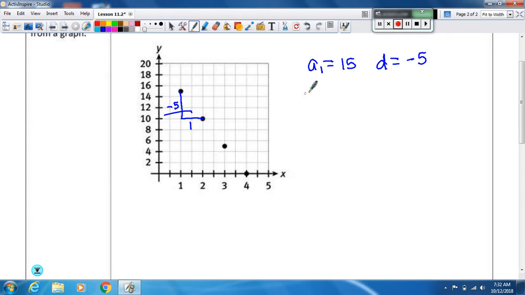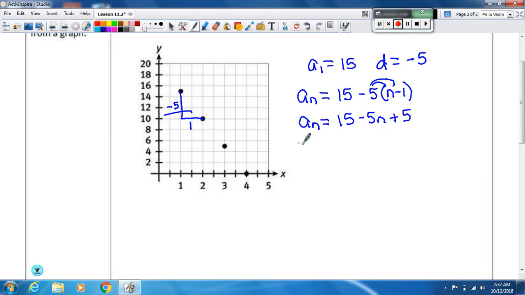Okay, so they want the explicit formula first. So AN equals A1 plus the common difference, times the quantity n minus 1. So AN equals 15. Distributive property, negative 5 times n is negative 5n. Negative 5 times negative 1 is positive 5. Combine like terms. AN equals negative 5n plus 20. That is the explicit formula.